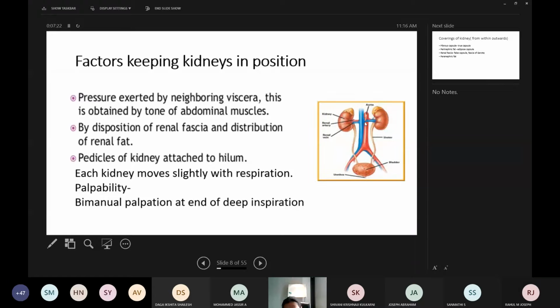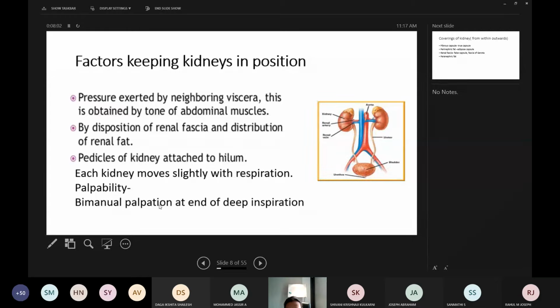So they also play a role in keeping the kidneys in position. The kidneys move with respiration to a little extent, and they are palpable in thin individuals by bimanual palpation. One hand is kept at the back in the loin region and one hand on the anterior abdominal wall, and the lower poles of the kidneys can be palpated at the end of deep inspiration. This is called bimanual palpation.